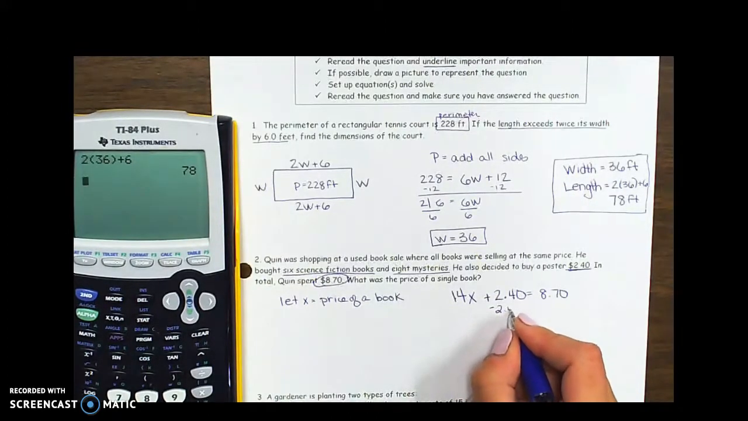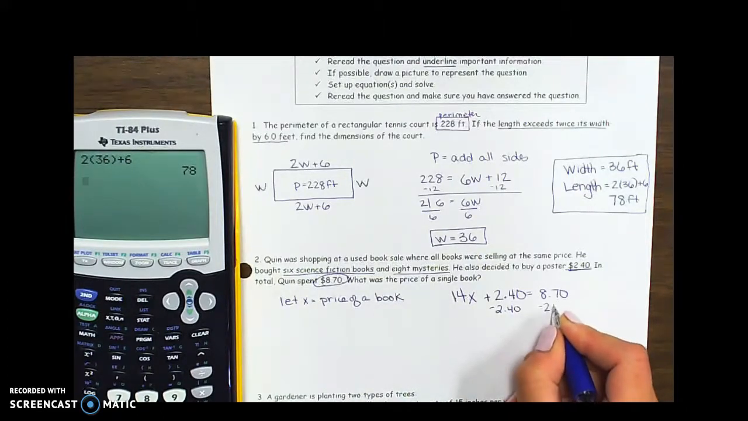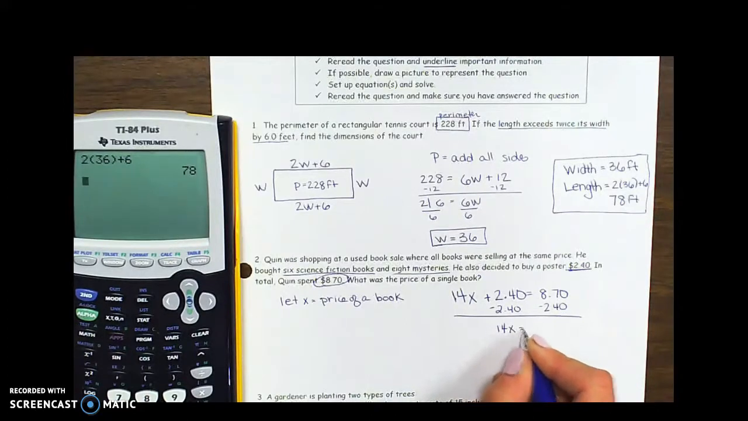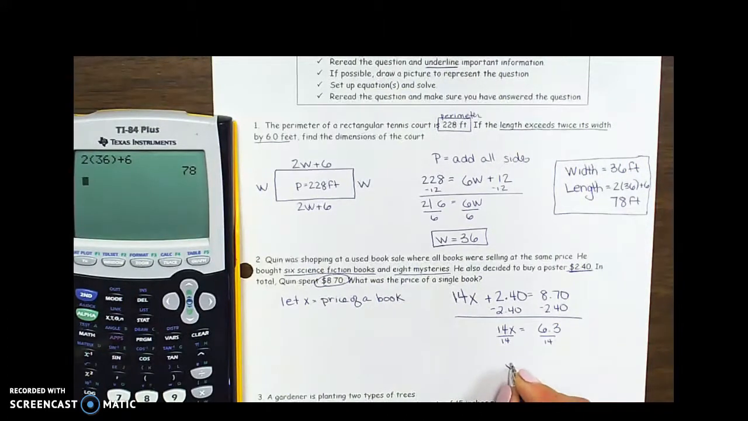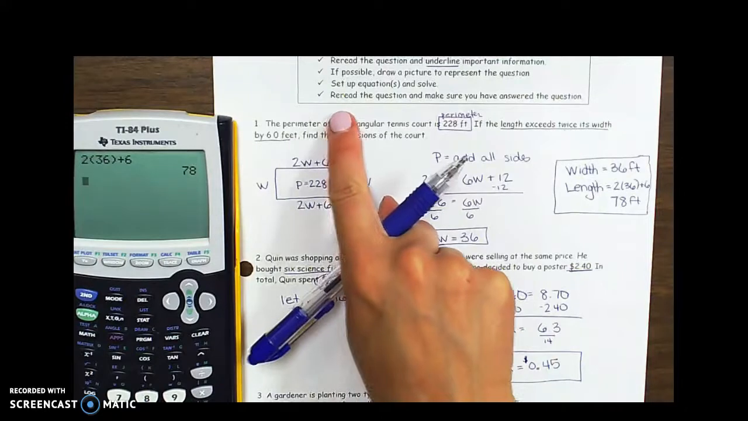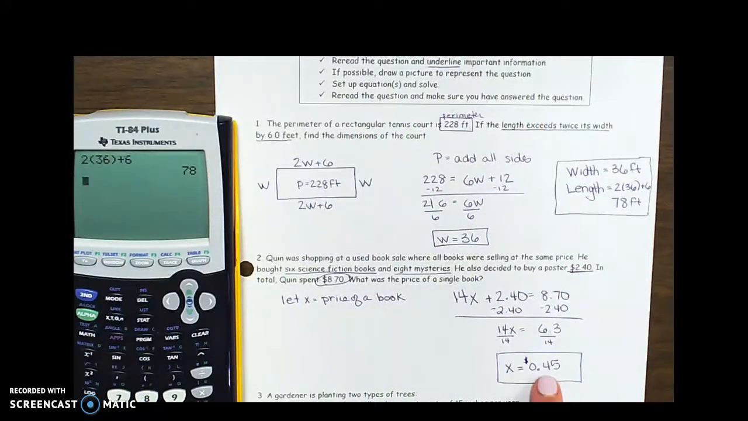So now all we have to do is go ahead and solve. I'm going to subtract $2.40 from both sides of the equation. I then get 14x is equal to 6.3. I divide both sides by 14, and I end up with x is equal to 0.45. But again, this is money, so I'm going to put a 0 in front and a dollar sign. So each book is worth 45 cents. Let's make sure, did we answer the question? Yes, we did. The price is 45 cents each.